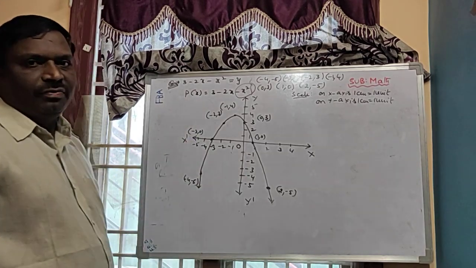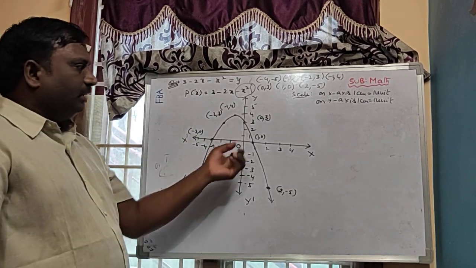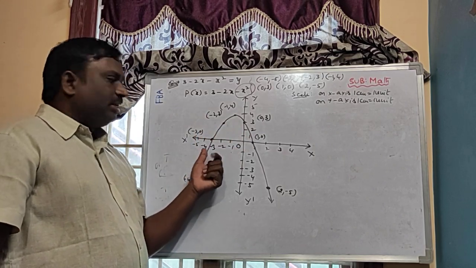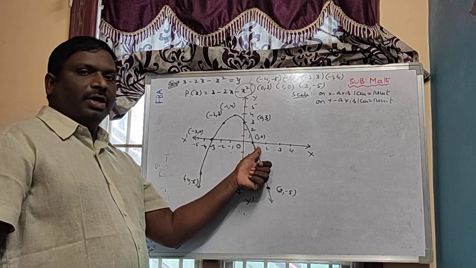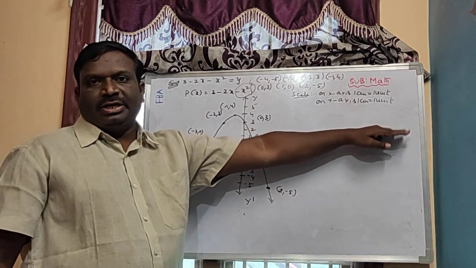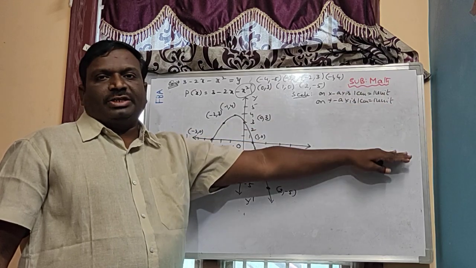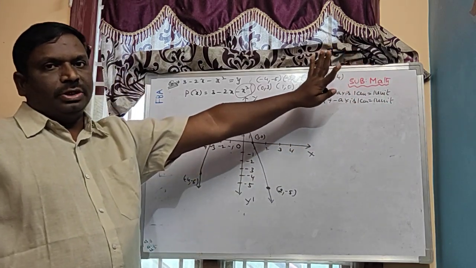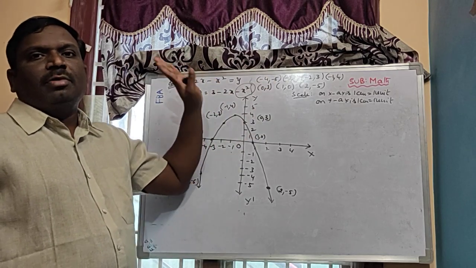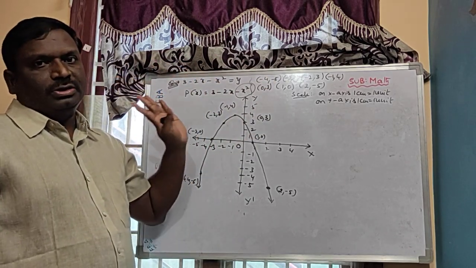And the result and justification you can also write. The result is the graph of the parabola intersects the x-axis at minus 3 and 1. That is the result. And the justification, I already explained before, you can explain by the factorization method. Okay, are you clear about this graph of a quadratic polynomial? Very, very important for 4 marks.